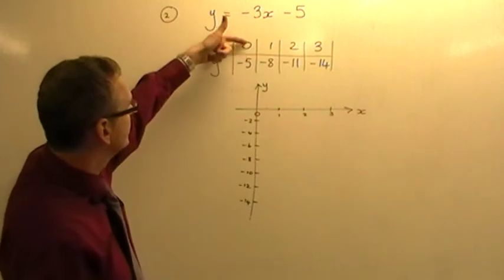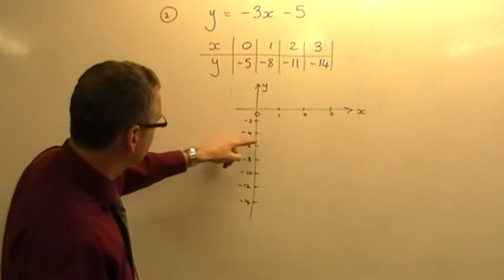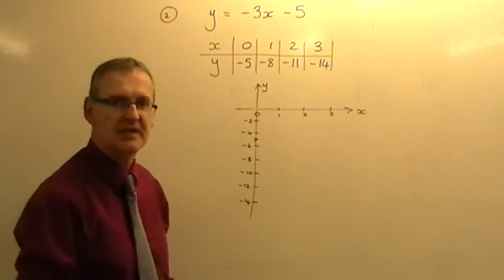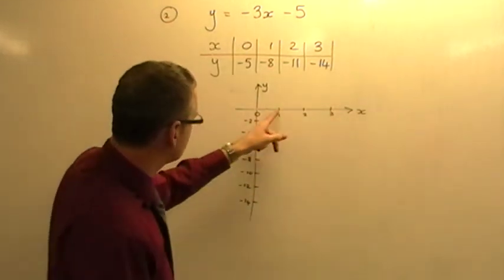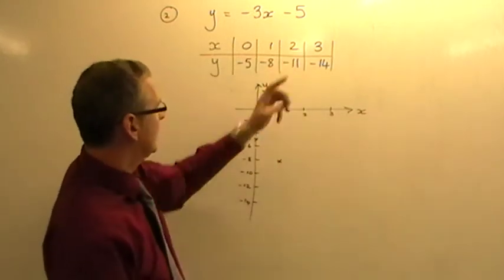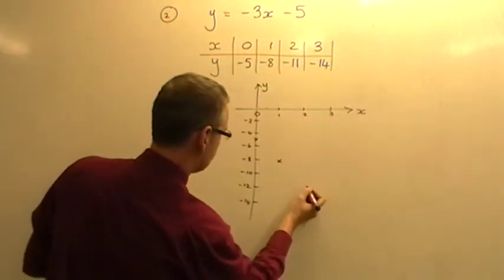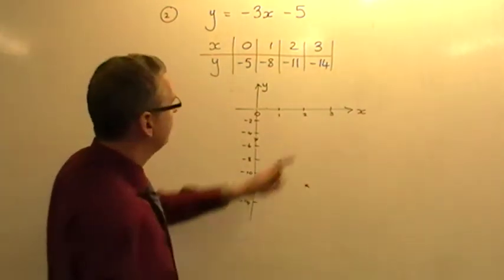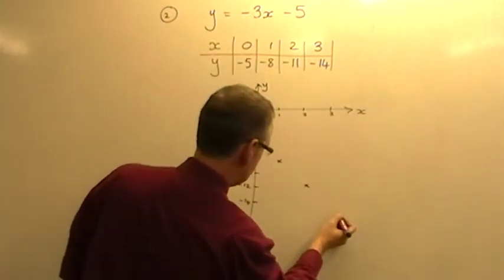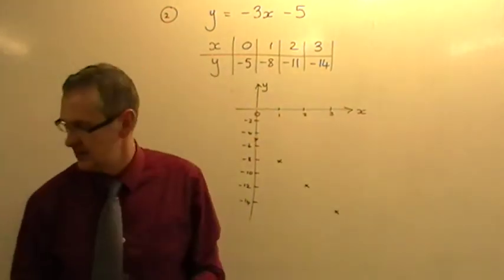So plotting the points, 0 on the x, minus 5 on the y. 0 on the x, down to minus 5 on the y, I plot a point. Next one, 1 minus 8. So this point will be 1 on the x, down to minus 8 on the y, which is down there. 2 minus 11. So I go to 2 on the x, and I go down to minus 11, which is down here. And then finally 3 minus 14, which is 3 across and down to minus 14, somewhere down here, like so.